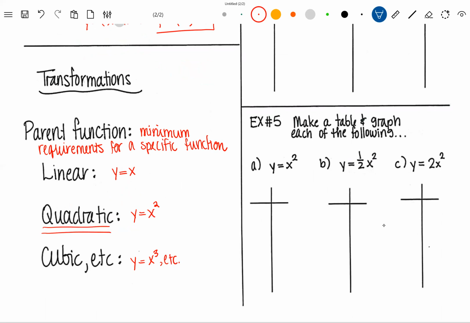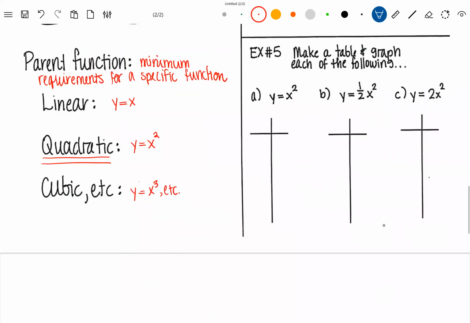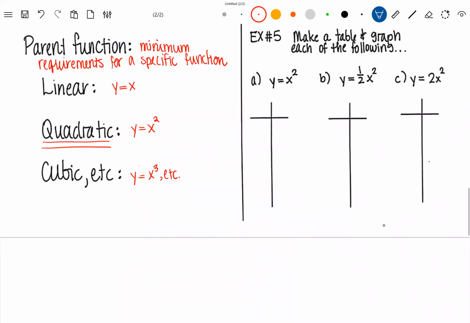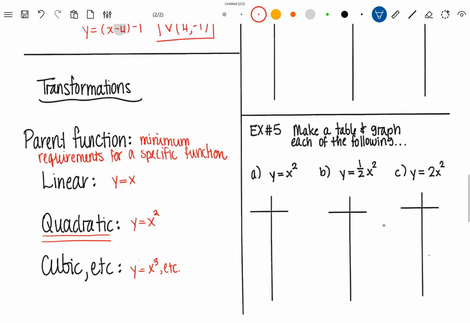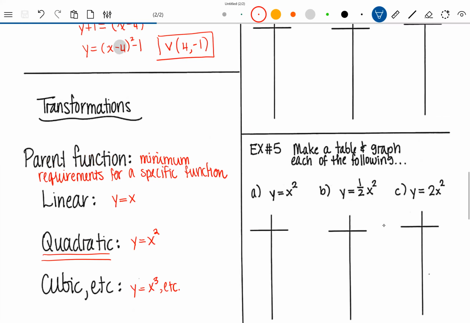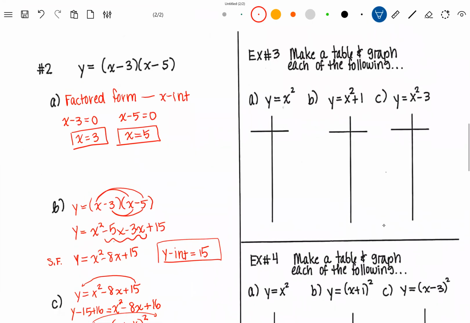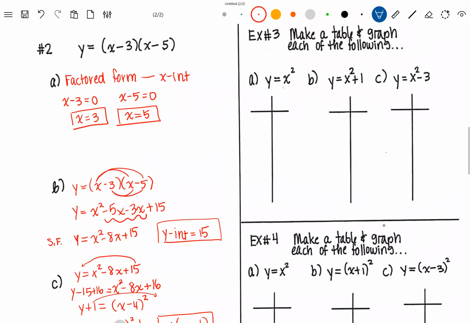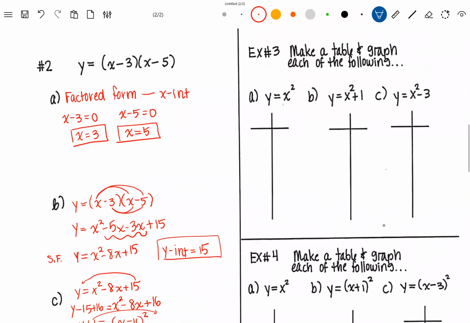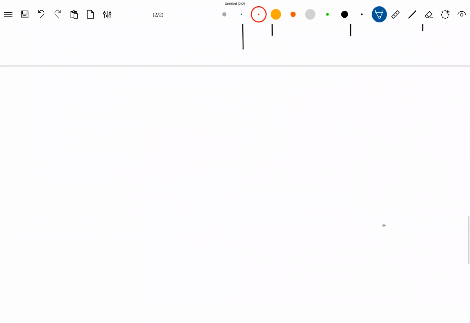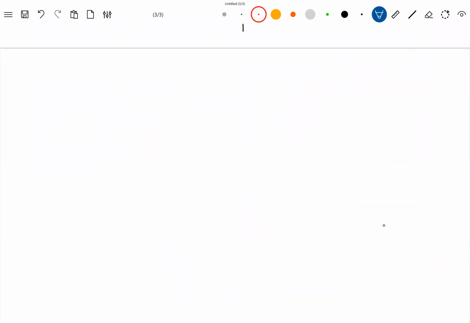So our transformations, we're gonna, this one doesn't have the last page. Okay, so let me see. We're going to skip example number 3, and I'm going to write down what the vertex form shows, just to save time.